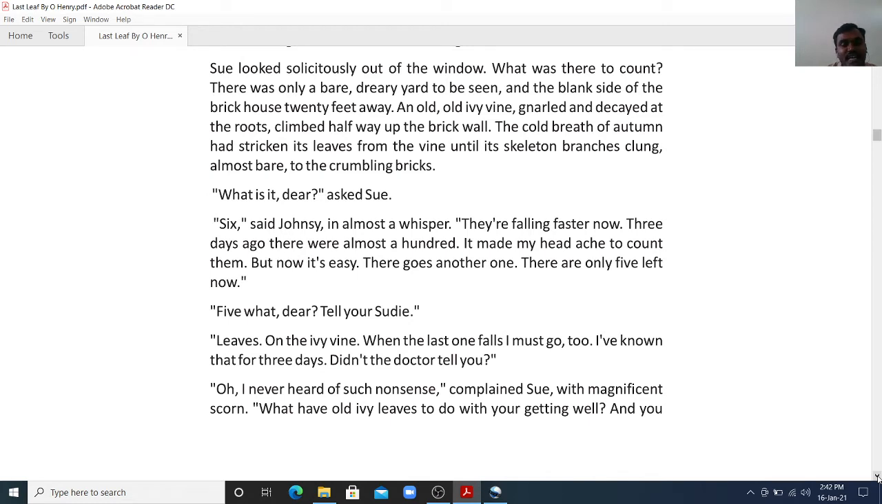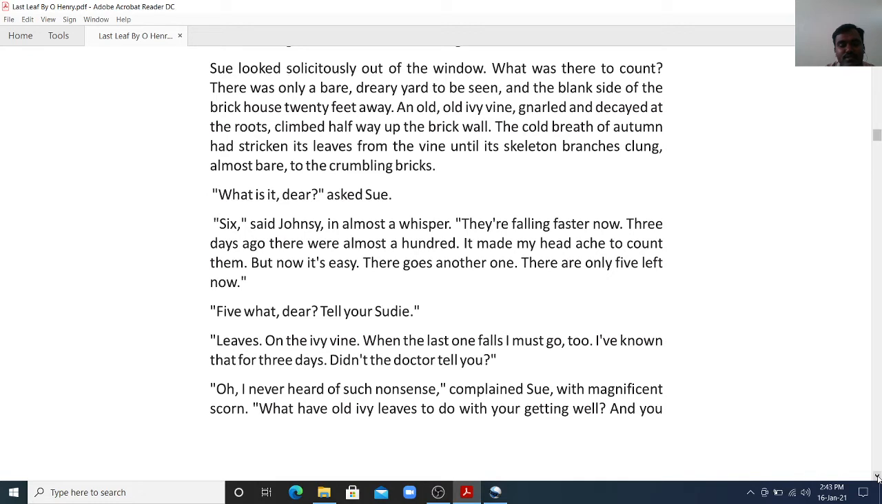Leaves. They are leaves. Five. I mean, I've counted till now. They are leaves on the ivy vine. When the last one falls, I must go too. I have known that for three days. Did the doctor tell you? So it is a kind of a revelation too.